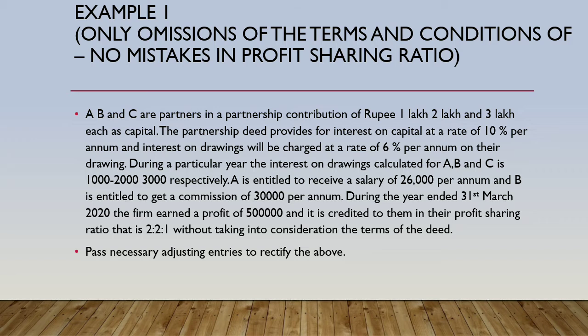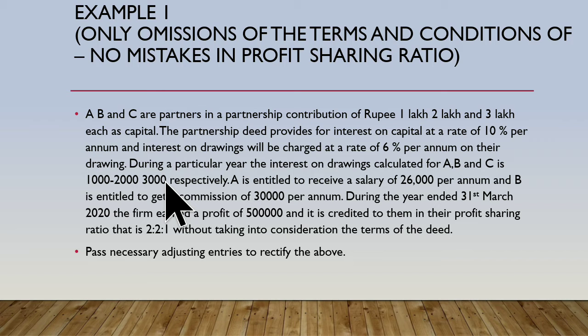So I will mention interest on capital to be credited, salary to the partner to be credited, commission to be credited. Now interest on drawings to be debited. Remember, this is a very interesting one. Interest on drawings calculated for A, B, C is given as 1,000, 2,000, 3,000 respectively. That means they have ignored this interest on drawings.